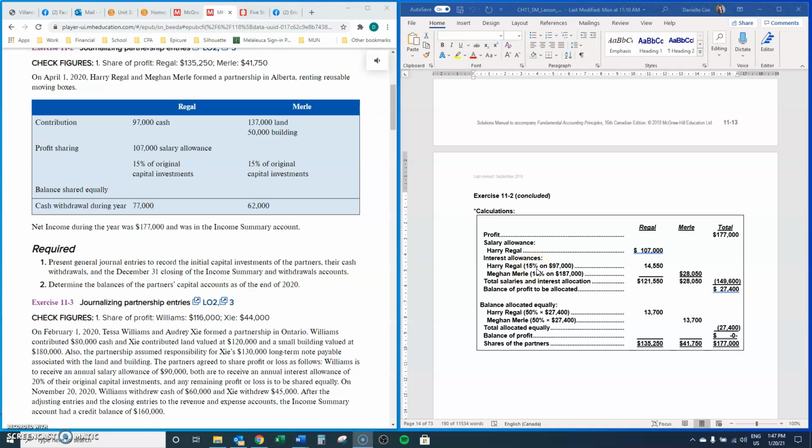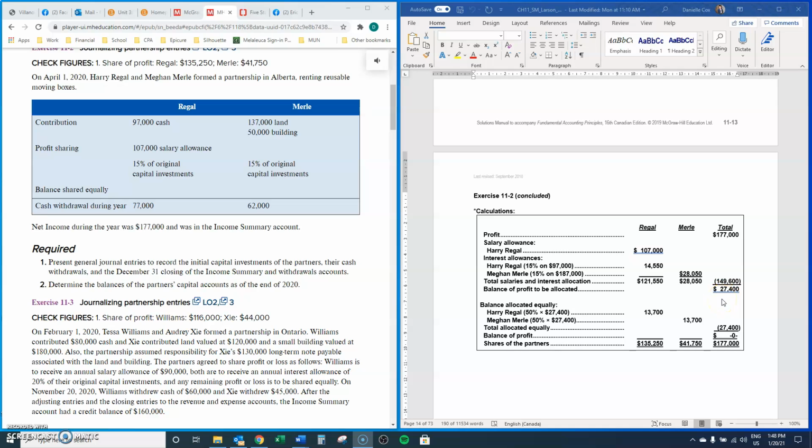So Harry gets 15% of the $97,000 that he originally contributed. Megan gets 15% of the $187,000 that she originally contributed. That gets added on for their totals, and that leaves the 107 plus the 14,550 plus the 28,550 ends up being an allocation of $149,600. So they had $177 to allocate. We've now allocated $149,600. So that means the remaining profit to be allocated is $27,400.